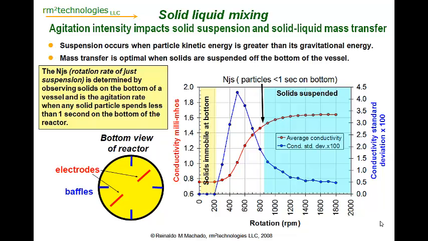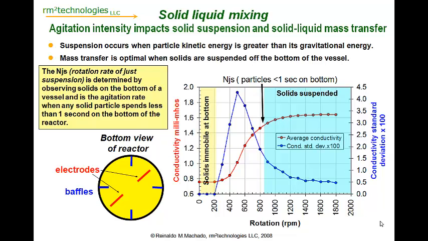Solid-liquid mixing is also critical, and the agitation intensity impacts the solid suspension. For example, what we really want to do in any solid-liquid reaction is to ensure that the solids are suspended off the bottom of the vessel. The measurement for that is called the NJS. That's the rotation rate at which the solids are just suspended. It is critical to operate to get maximum mass transfer and process performance by keeping the particles off the bottom of the vessel. We can measure this in a couple of ways.